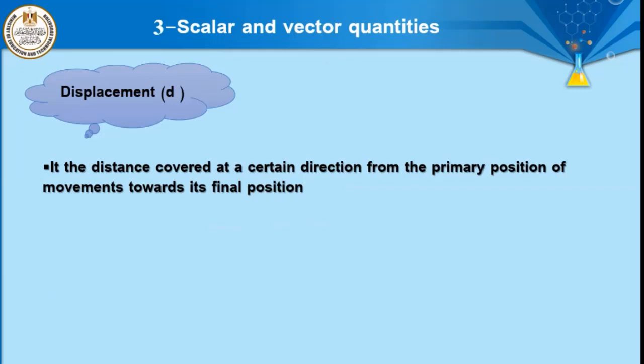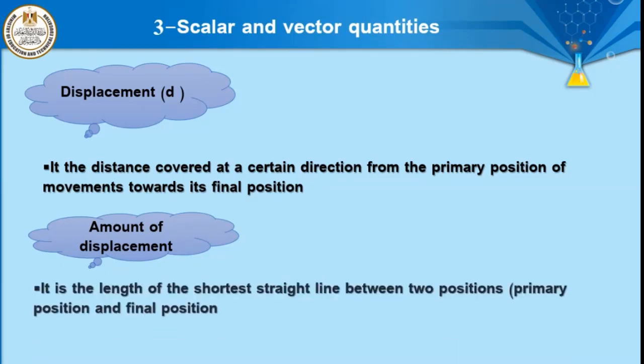Displacement is a distance covered in a certain direction from the primary position of movement towards its final position. A straight line from the starting point to the ending point is called displacement. What is the meaning of amount of displacement? The amount of displacement is the length of the shortest straight line between two positions, starting point and ending point, primary position and final position.